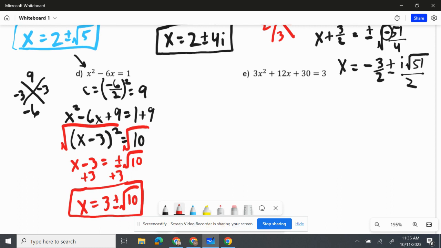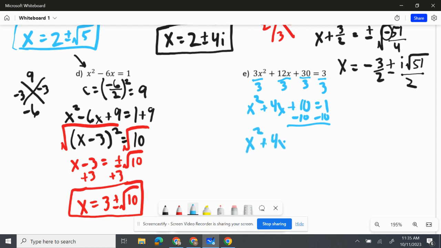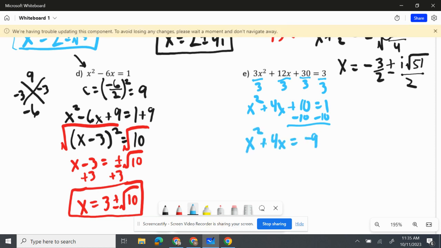Okay, the last one. First thing I'm going to do is divide by my a value. So I get x squared plus 4x plus 10 is equal to 1. I'm going to subtract the 10 on both sides. So x squared plus 4x is equal to negative 9.